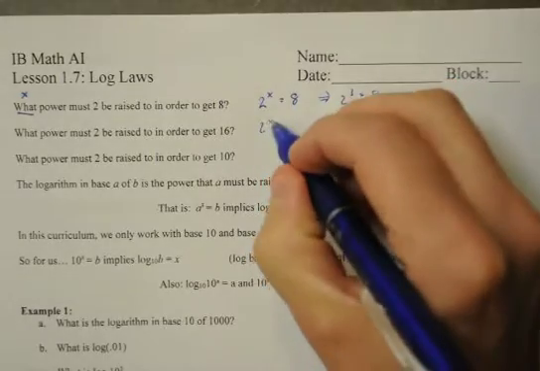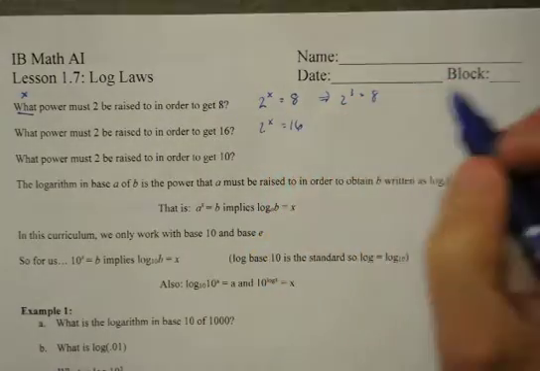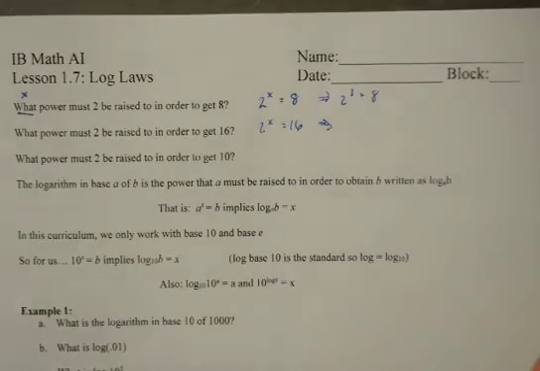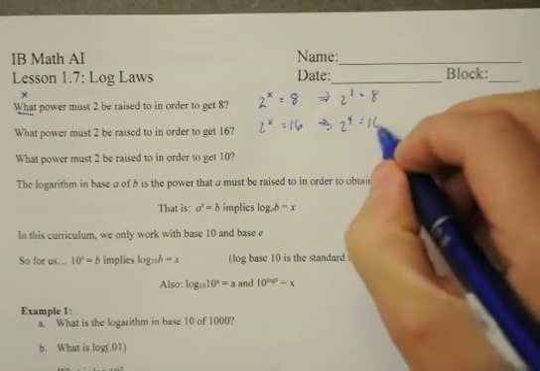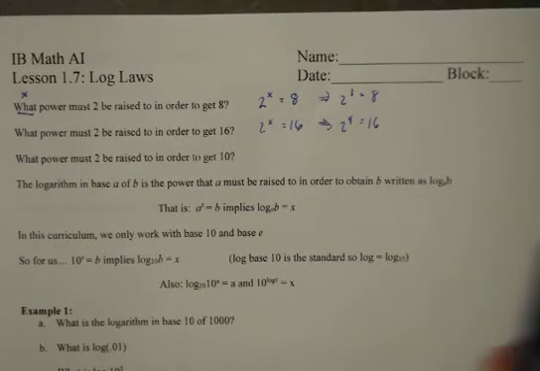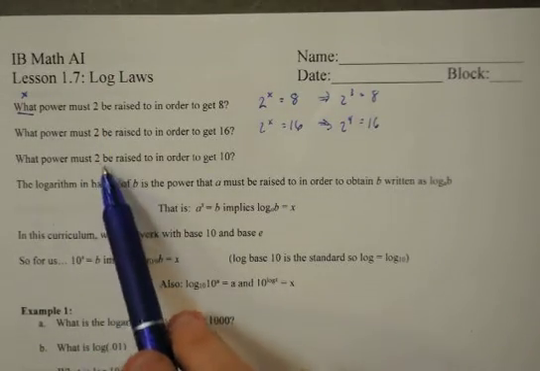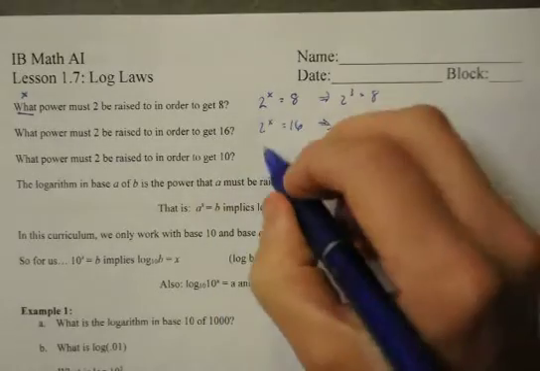And this one, what power must 2 be raised to in order to get 16? So we'd write that as 2 to the x equals 16. And in this case, it's 4. 2 to the 4th is 16. And so this begs the question, what power must 2 be raised to get 10?